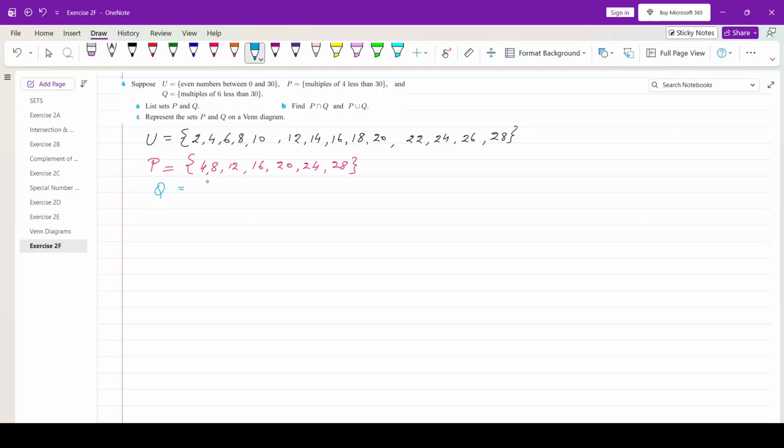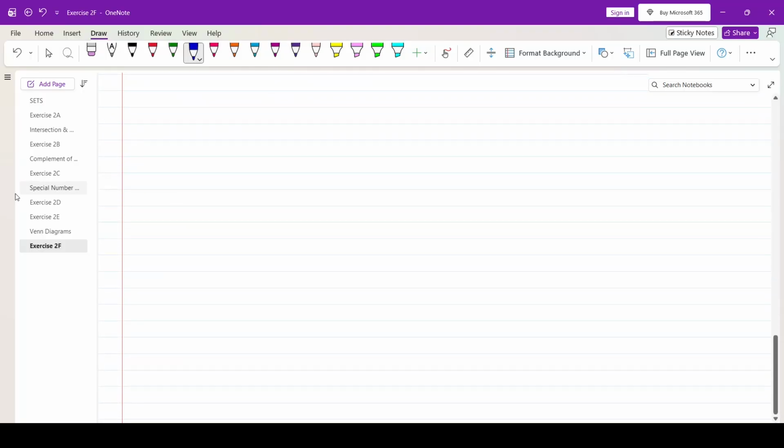And Q is a set containing multiples of 6 less than 30. So that is going to be 6, 12, 18, 24. Now part A says list P and Q. So we have done this part. Part B is again asking the same questions as we have done already. So B and C is your homework. Let's move on to the next question.